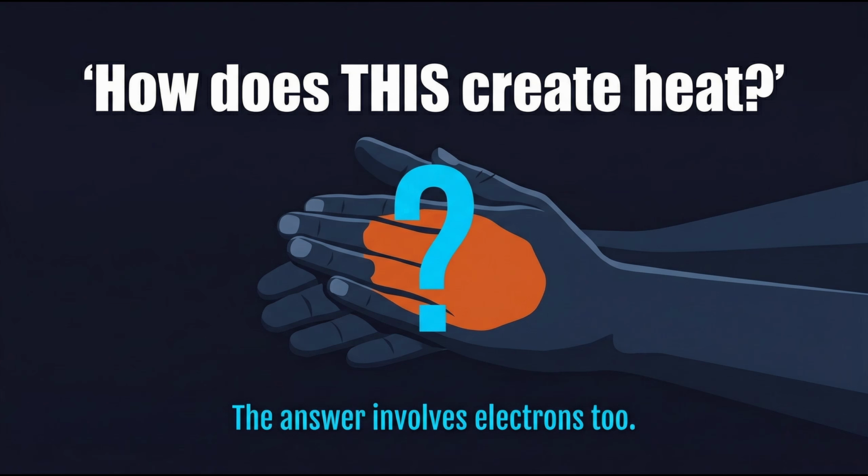Oh, and remember when you rubbed your hands together? That's friction creating heat. Same idea as resistance in a wire. But here's the thing. Friction between your hands also involves electrons, and the actual mechanism goes way deeper than you'd think. If you want that video, tell me in the comments.